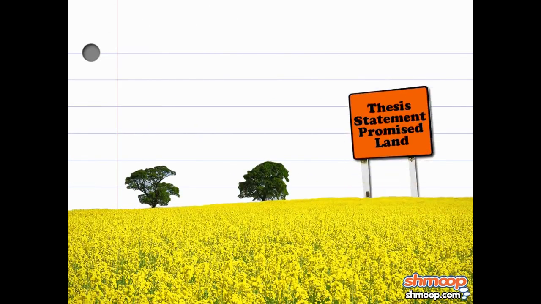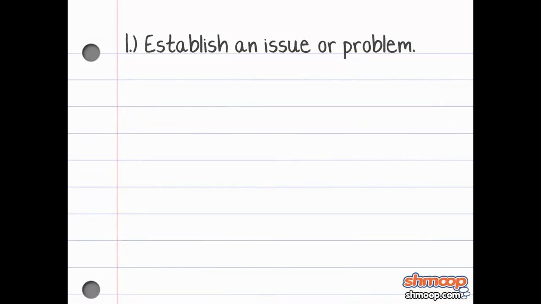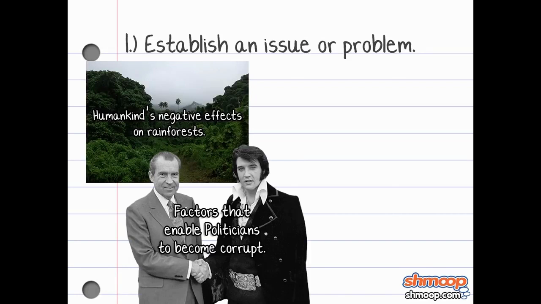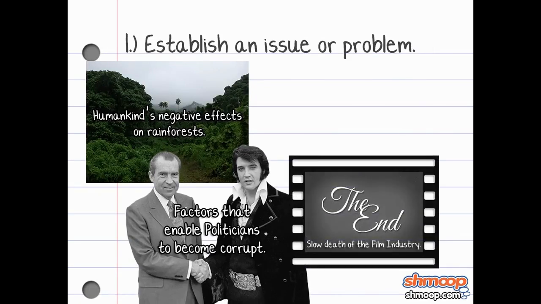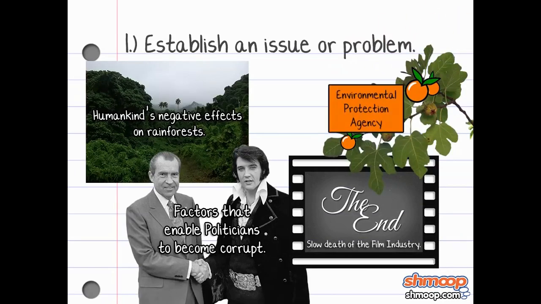How do you get to this promised land? Well, first you got to establish an issue or problem. Think humankind's negative effects on rainforests, the factors that enable politicians to become corrupt, the slow death of the film industry. Anything ripe for the picking, and preferably something that is not without a little controversy.